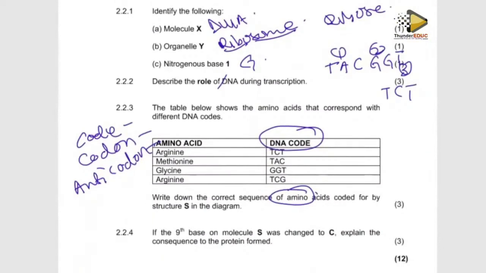So the first one is going to be number 1, and then I have GGT, which is glycine, going to be number 2, and then I have TCT, going to be number 3. Then you write them in order. Then you get your marks.